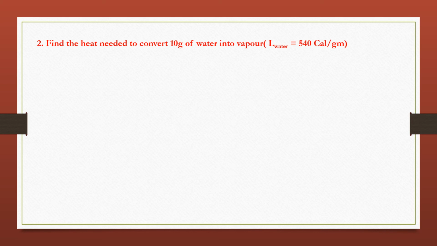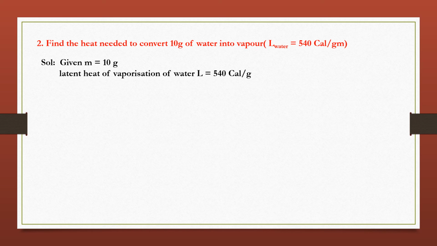We shall see a few more problems related to latent heat. Find the heat needed to convert 10 grams of water into vapor. You know the formula, so you can pause the video and solve it, and then check for the answer. Given mass of the water as 10 grams and latent heat of vaporization of water as 540 calories per gram.